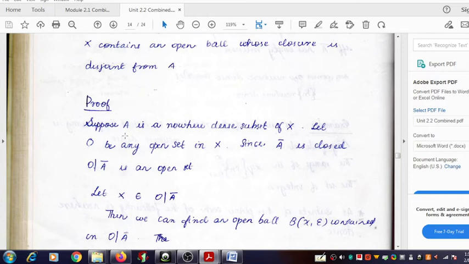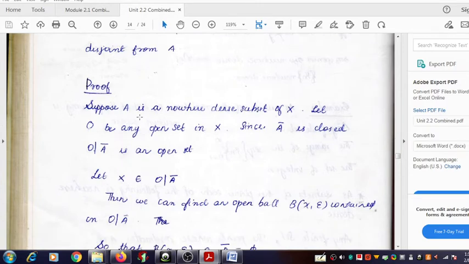We can now come to the proof. First we suppose that A is a nowhere dense subset of X. We are comparing two subsets of X. First, A, which is taken as a nowhere dense subset, and then we consider an arbitrarily chosen open set. Let O be an arbitrarily chosen open subset of X, and we name it O.